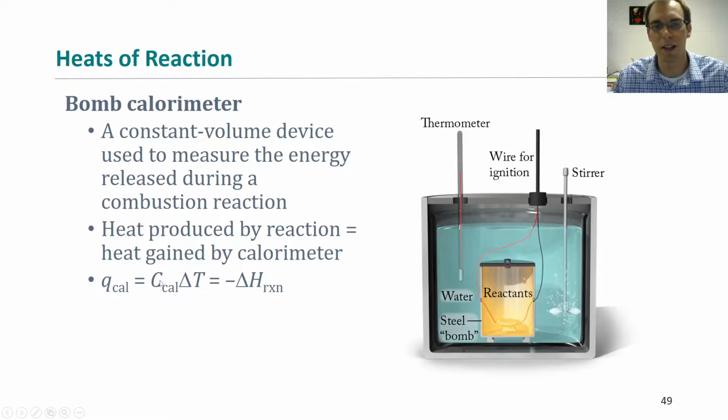This is going to be specific for each calorimeter, so this is something that you would have to be given. This is not a value that you would necessarily have to look up. It's going to be specific to each calorimeter. So in a problem, you would be given this value of the heat capacity of the calorimeter.